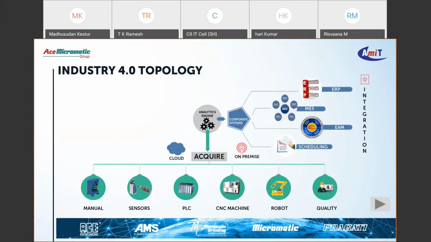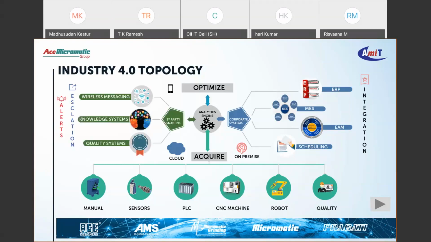Then we provide industry standard computations in our analytics engine. And the analytics engine in turn feeds the enterprise systems such as the MES systems, ERP systems, etc. So a two-way communication is also possible between your ERP and MES systems and our analytics engine. There is also a real-time optimization feature which will feed plugins for real-time alerts, knowledge systems or quality systems to give some feedback back to the shop floor. So you have a data acquisition layer, a data analytics layer, and then a real-time alerting and actions layer.